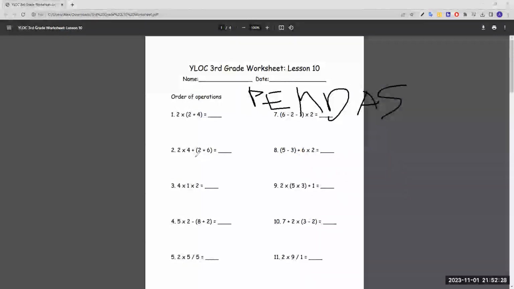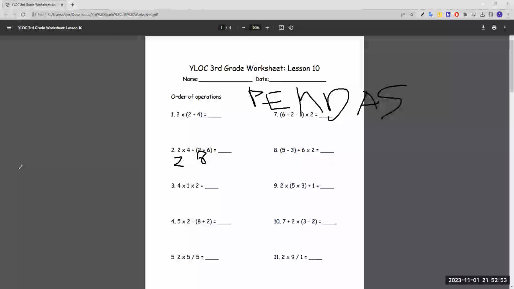Number two, 2 times 4 plus parentheses 2 plus 6. Same thing, we have to solve the parentheses first. So 2 plus 6 is 8. Now we're left with 2 times 4 plus 8. Multiplication comes before addition in our PEMDAS. So we would do that first, which is 8 plus 8, and that's 16.